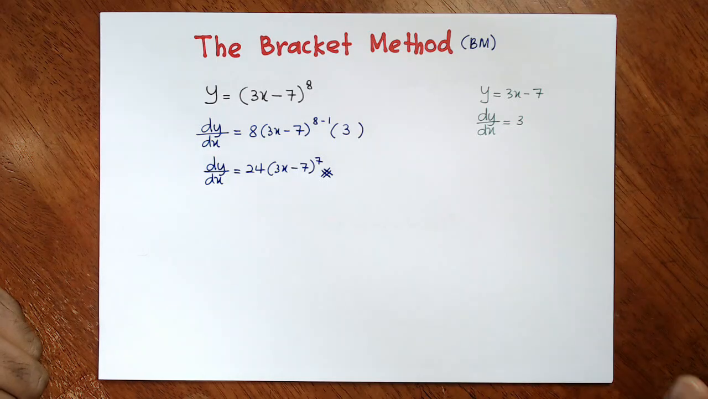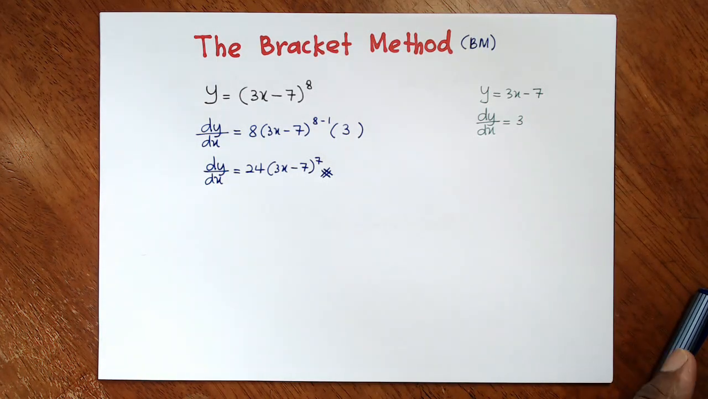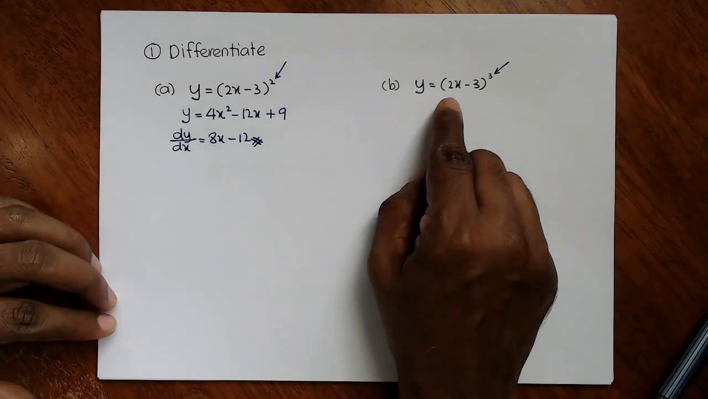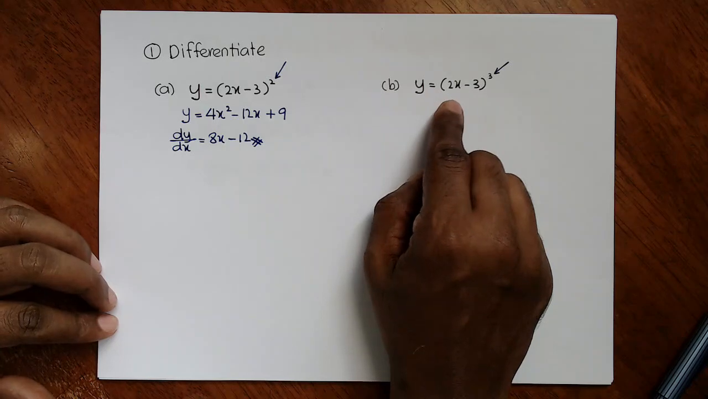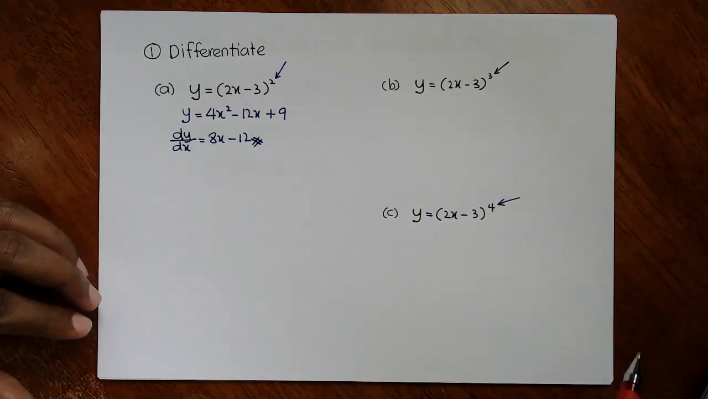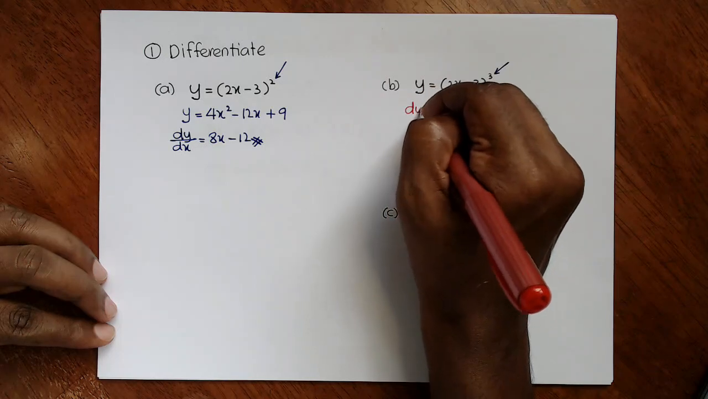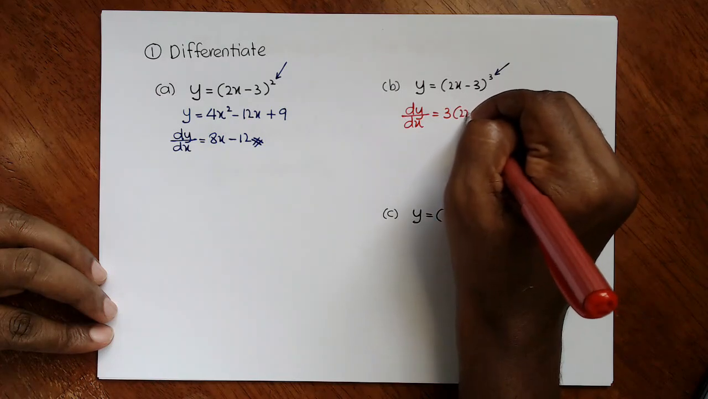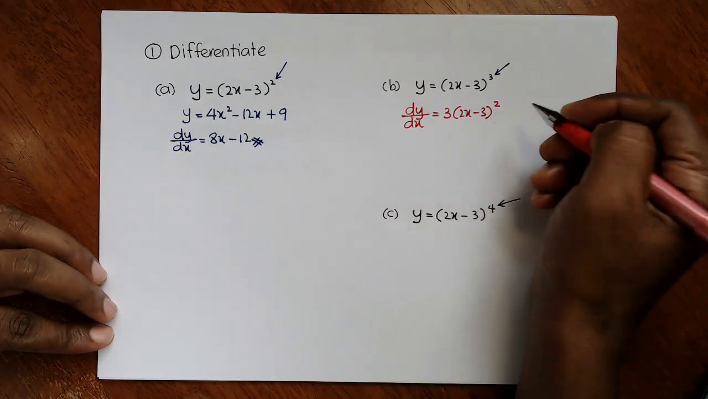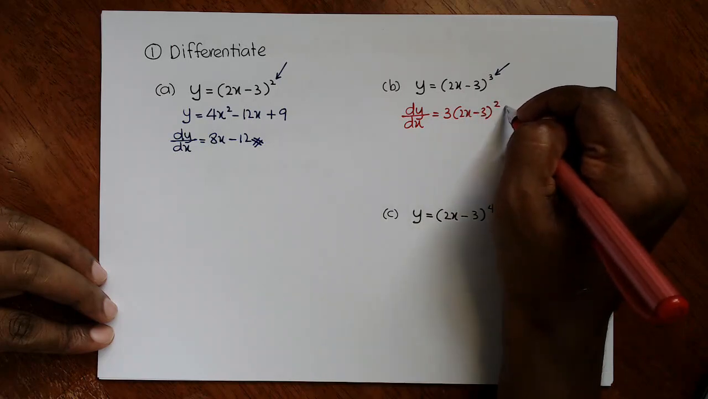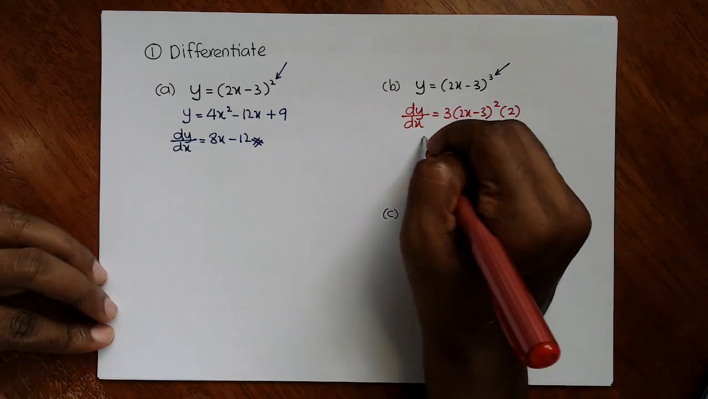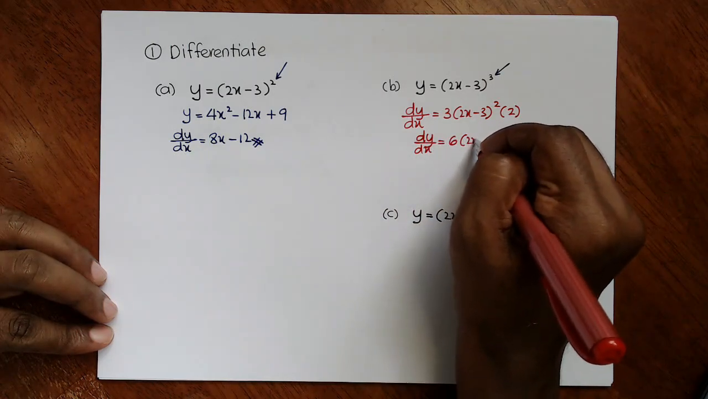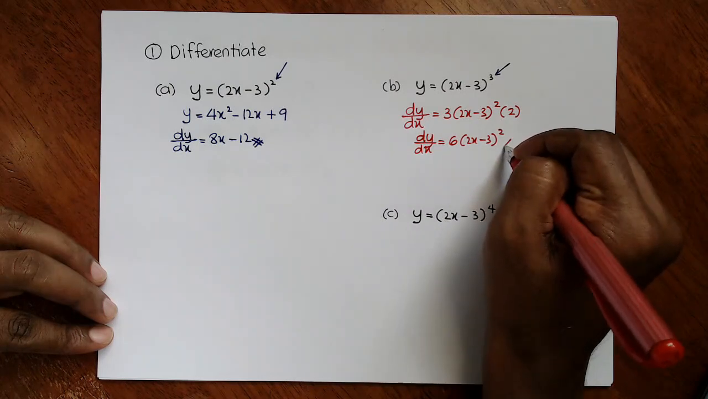So let's go back to the questions just now. All right, so we had here y equals to (2x minus 3) to the power of 3. We don't want to expand this because it's going to take too much time, right? So we use the bracket method, right? We straight away do dy/dx will be equals to 3(2x minus 3) to the power of 2, because 3 minus 1, and you differentiate the inside, you get 2, right? And it's so easy, you get dy/dx equals to 6(2x minus 3) squared, just like that. Easy, right?